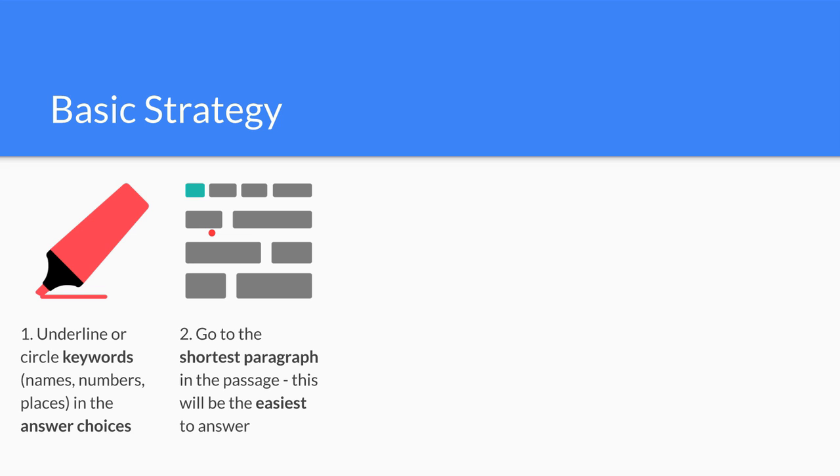The reason that we do this is because when you answer the shortest paragraphs first, you are going to save yourself a lot of time because these are going to be quite easy to answer. So that's why we do those first. Remember, the goal here is to get as many questions correct as possible. So in order to do that effectively, you have to answer the easy questions first. So start with the shortest paragraphs.